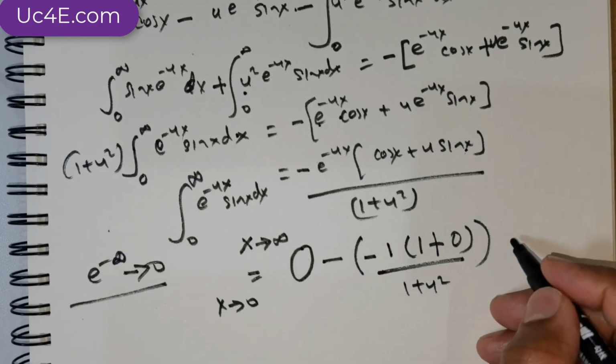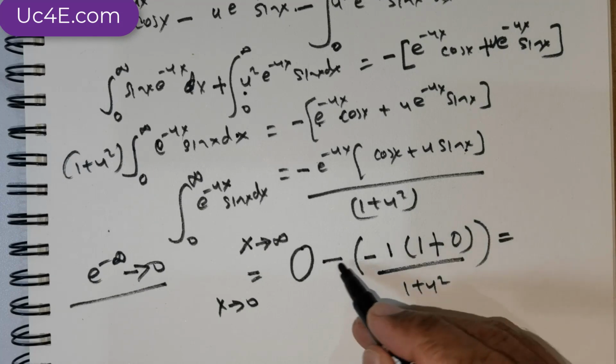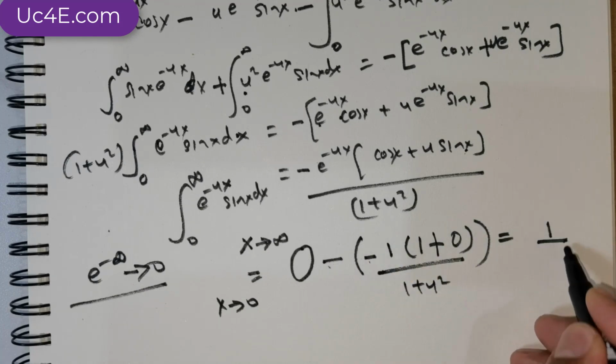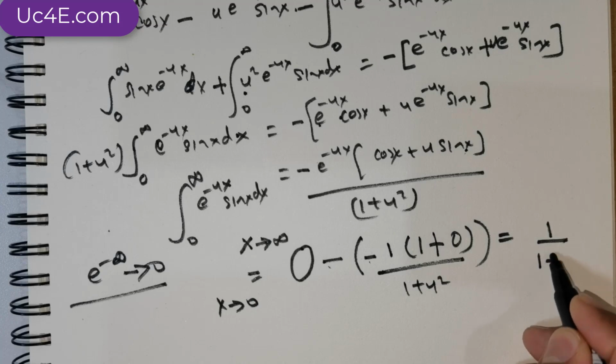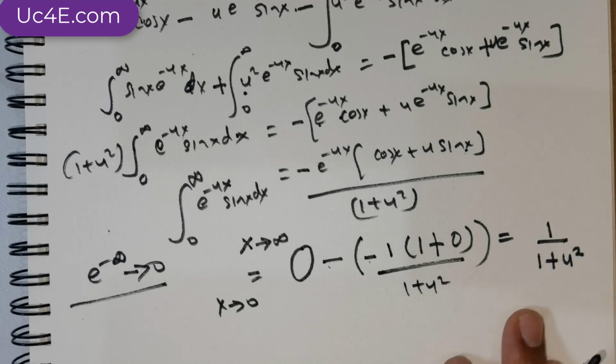So what would this lead us to? This negative of negative is going to be positive, so you would have 1 over 1 plus u squared. So this is the solution that we would get.